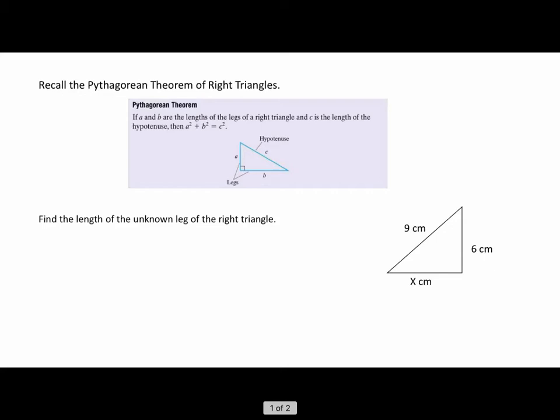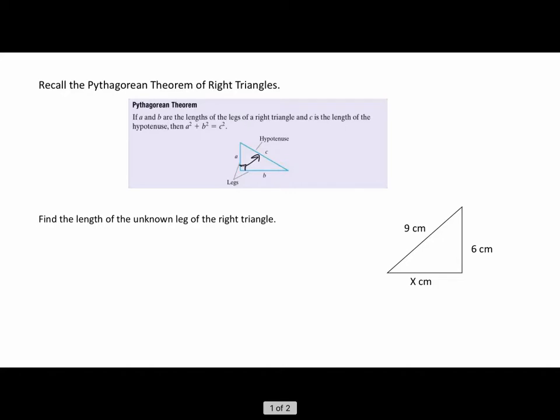Recall the Pythagorean theorem of right triangles. The Pythagorean theorem says that if A and B are the lengths of the legs of a right triangle and C is the length of the hypotenuse, then A squared plus B squared equals C squared, or the sum of the squares of the legs equals the square of the hypotenuse, which is directly across from the 90-degree angle.